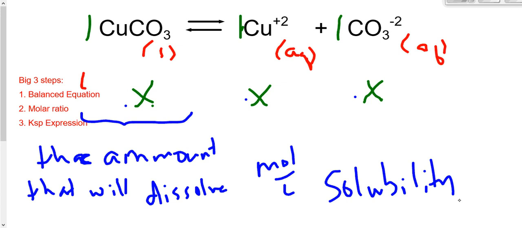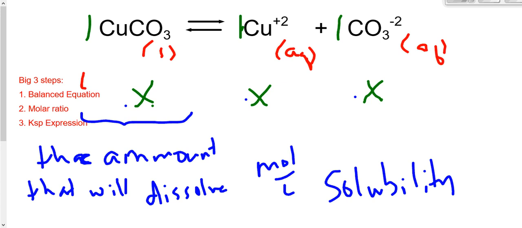Now, I recommend you add these little notes somewhere in your textbook or your note package, because this is going to be really helpful for you in understanding how the problem's going. So any value of x that we find on the reactant side tells us the amount that will dissolve in moles per liter. It's going to tell us the solubility of that salt. And again, any ionic compound in chemistry is called a salt.